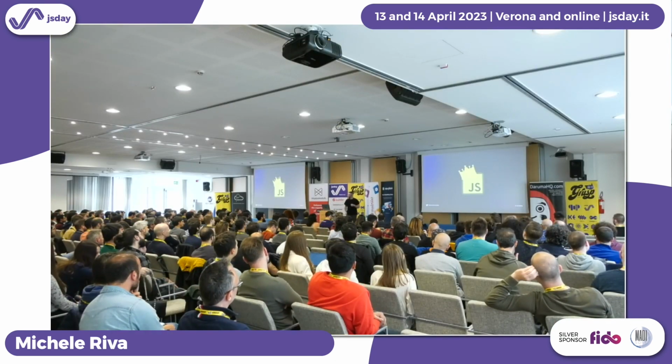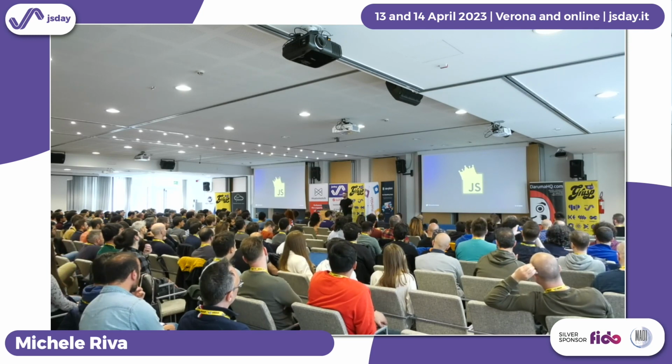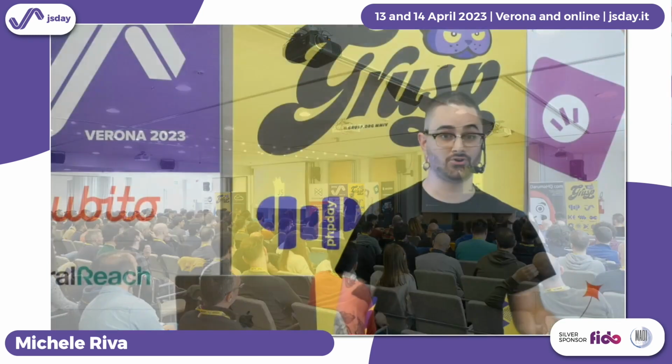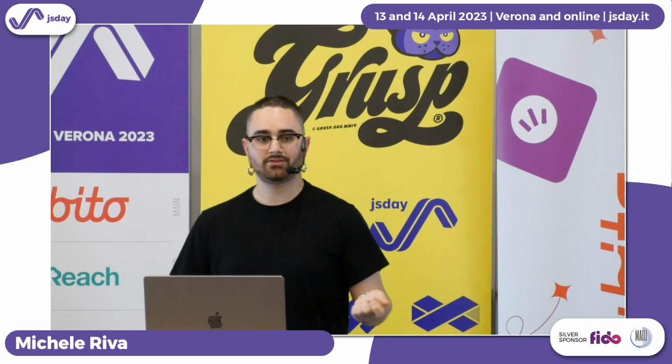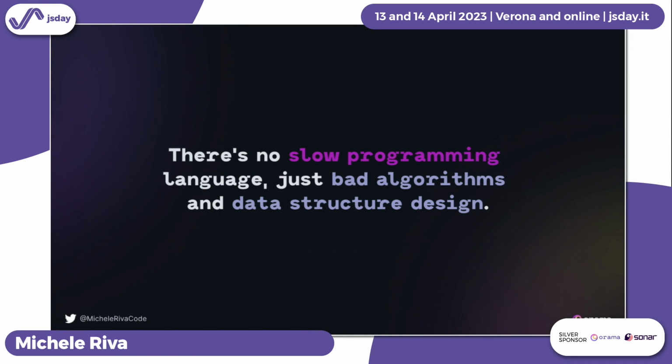And one thing I discovered when migrating my code from Rust and from Go into JavaScript is that it was pretty fast because I respected algorithms and data structures rules. So I believe, and I want this to be the first takeaway from this talk, there is no slow programming language. There are just bad algorithms and data structures design. And I'm going to prove this in just one second. Let me give you an example.